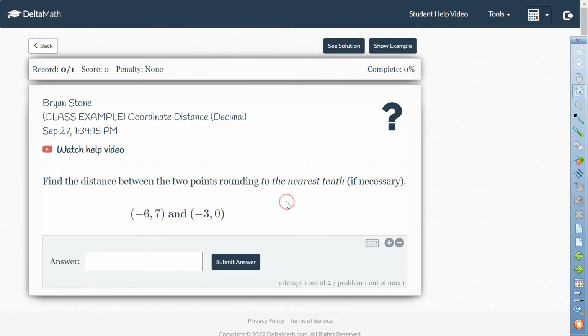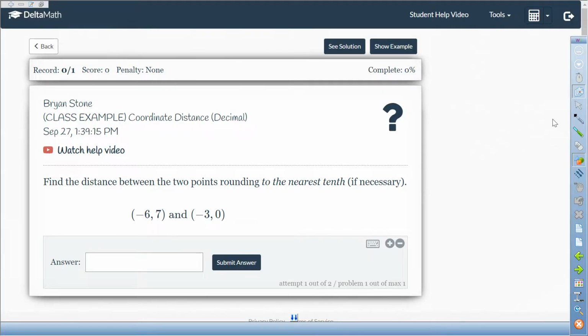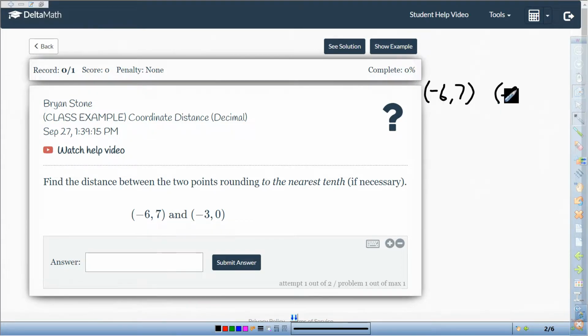Okay, so on this problem, we have our coordinates. We're trying to figure out the length of this segment or the distance between the coordinates, and we just need to plug these into the distance formula. What you probably want to do is let's recopy these coordinates. I'm just going to put them up here. So -6, 7, and -3, 0.